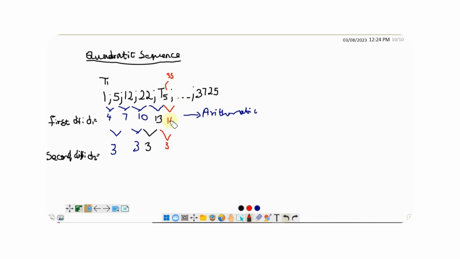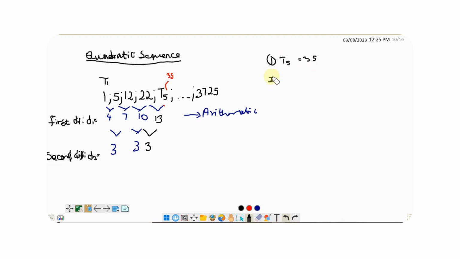35 plus 16 should be 51. So that's how we would continue, so on and so on. T6 here would be 51. But in this case, they only wanted T5, and then they say, find the general formula. So this question was to get T5, and we got 35.